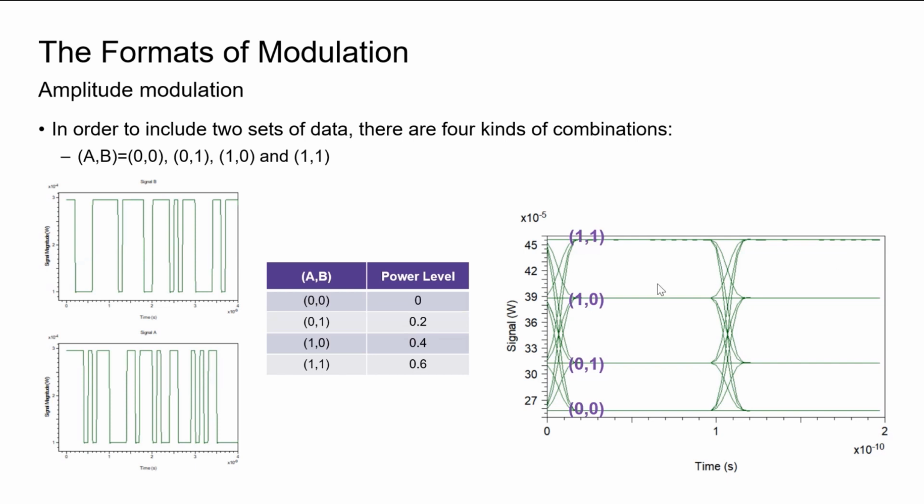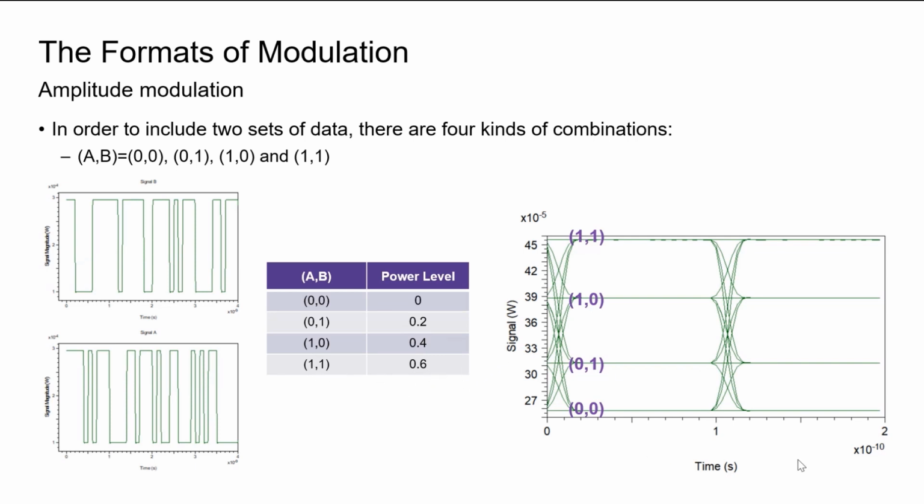Imagine that we have two data sets, data set A and data set B, and each of them has 0 and 1 for each signal, and thus we have 4 combinations. We can set up that for 0, 0, the power level is 0. For 0, 1, we can put it at power level 0.2. For the data 1, 0, we can put it at 0.4. For data 1, 1, we are able to put it at power level 0.6.